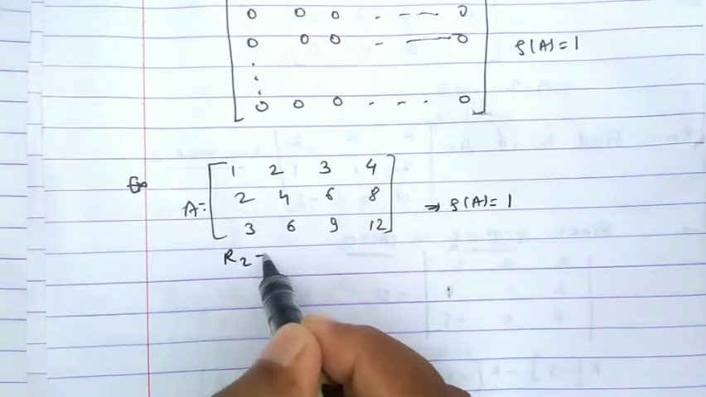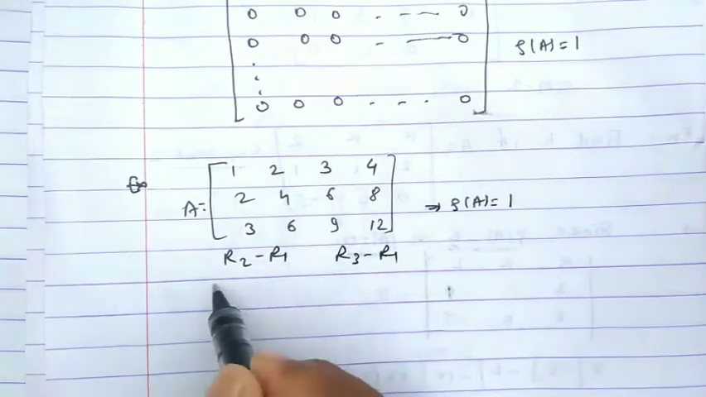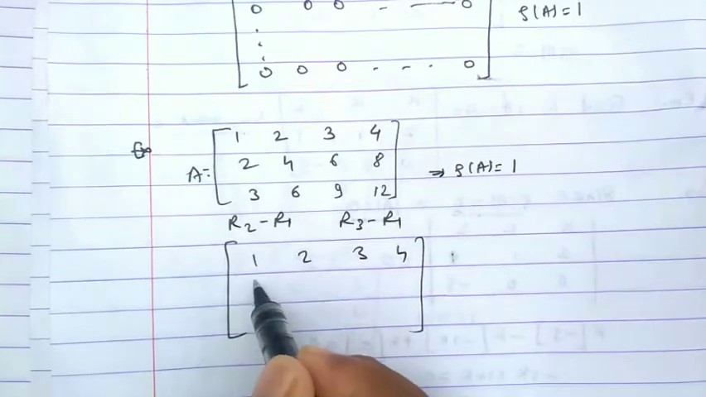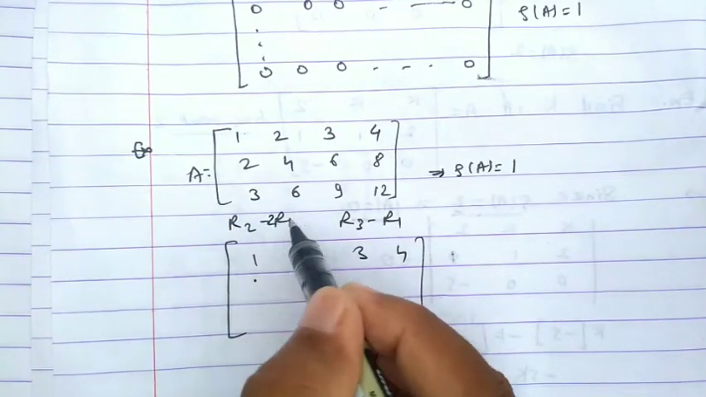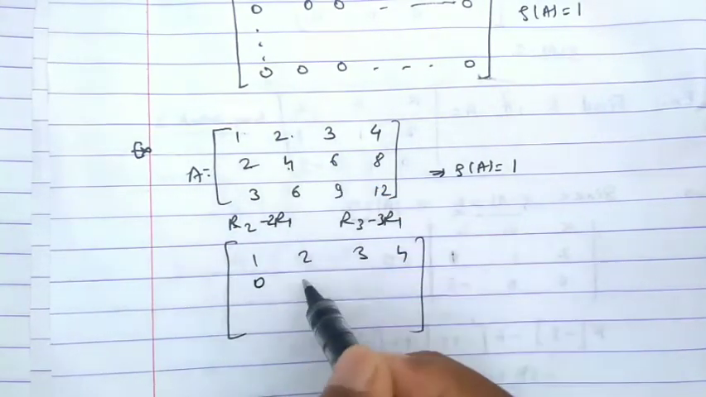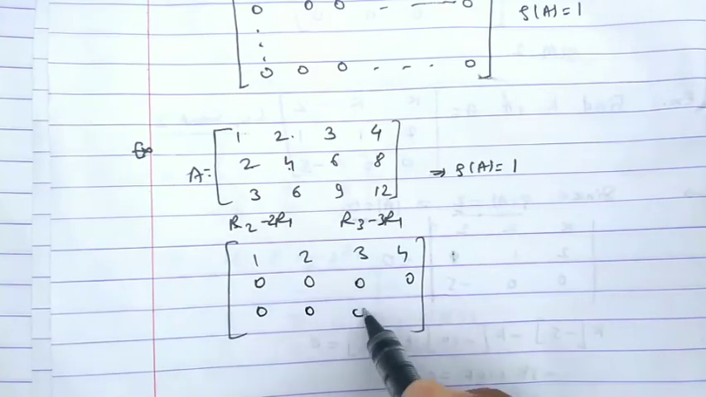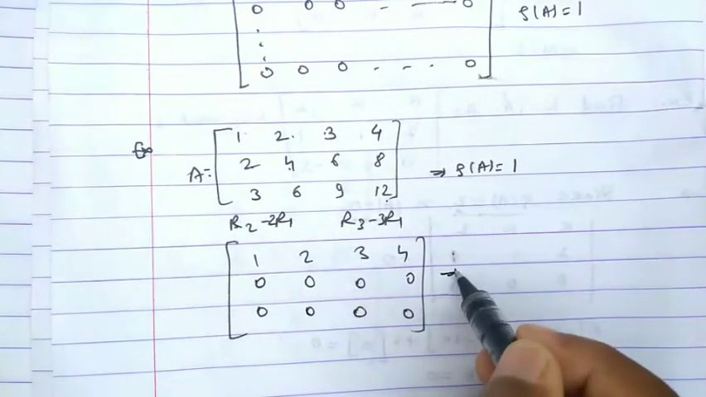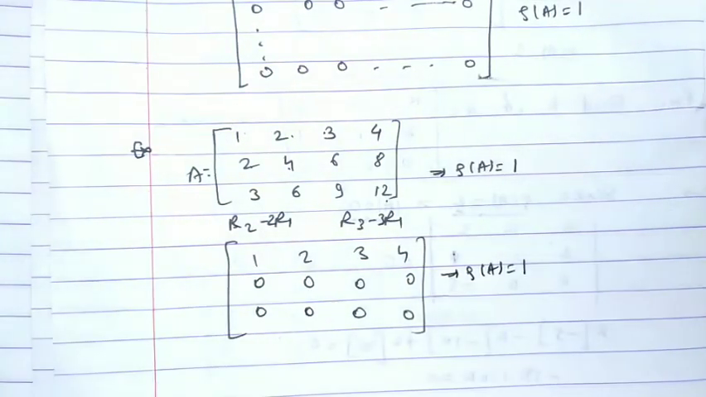Since if you use R2 minus 2 times R1 and R3 minus 3 times R1, the first row stays as it is, and in the second row 2 minus 2 becomes 0, 4 minus 4 becomes 0. All elements automatically become 0 because this row is a multiple of the first row, and this row is also a multiple of the first row. That time the rank of A is equal to 1. So this is all about the rank of the matrix by converting it to the echelon form or the canonical form.